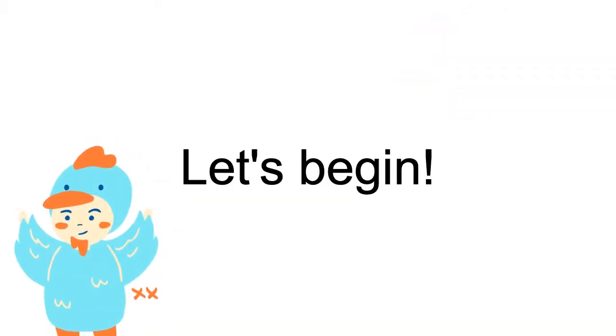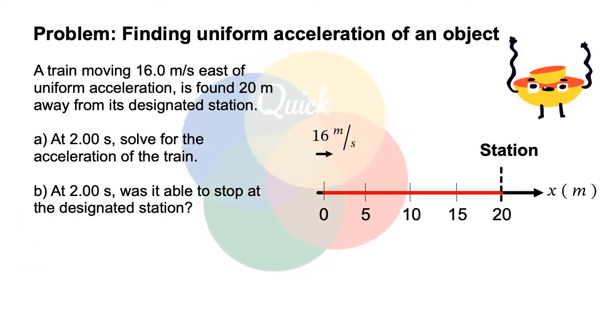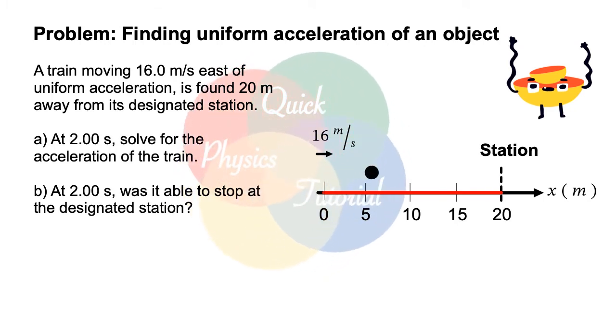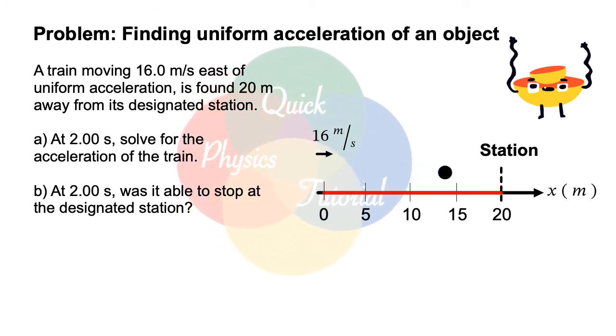Ready? Let's begin. This problem is about finding the uniform acceleration of an object. A train moving 16 meters per second east of uniform acceleration is found 20 meters away from its designated station. At 2 seconds, solve for the acceleration of the train, and was it able to stop at the designated station?